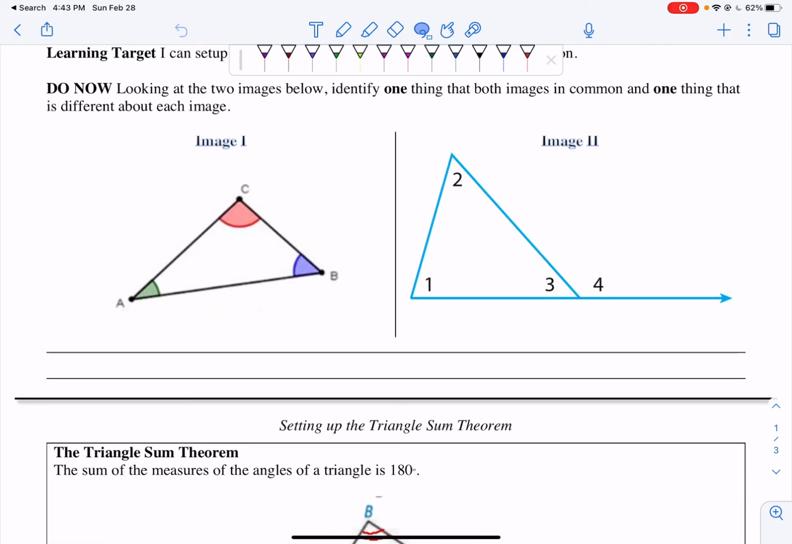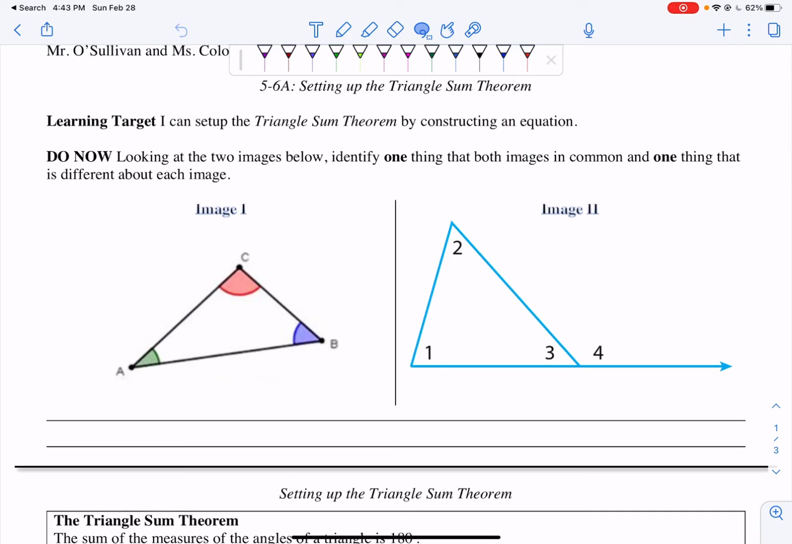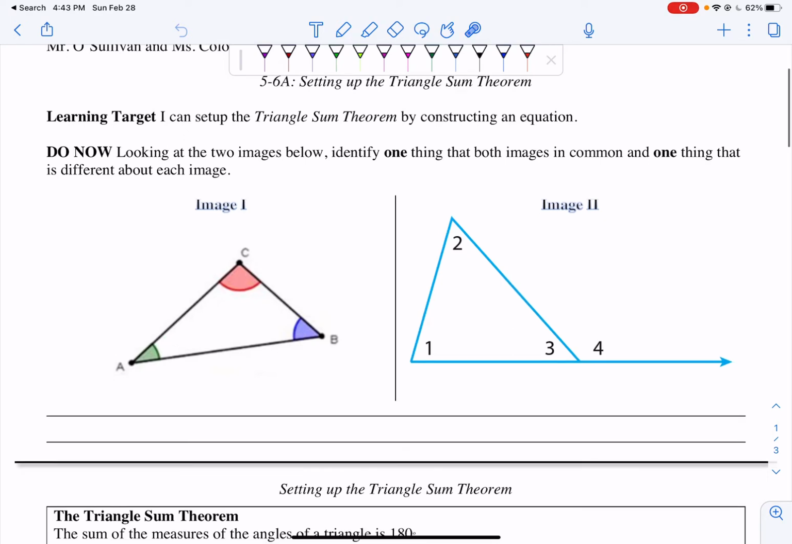But before we actually set it up, I want you to complete this do now on edPuzzle. Looking at the two images below, identify one thing that both images have in common and one thing that is different about each image. So basically, what do you see? What do you think? So tell me what's going on between image number 1 and image number 2.